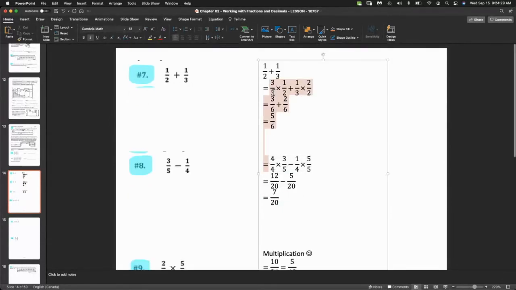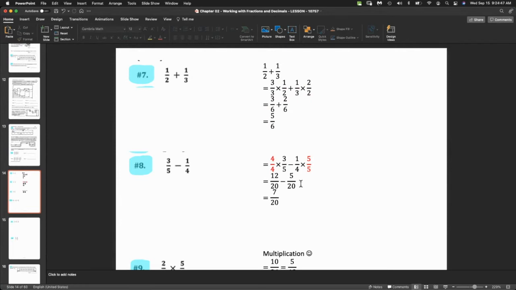Okay, so for the previous one, we need a common denominator. So I'm multiplying the first fraction by 4 over 4 and the second fraction by 5 over 5. And then that way the denominators are both 20.